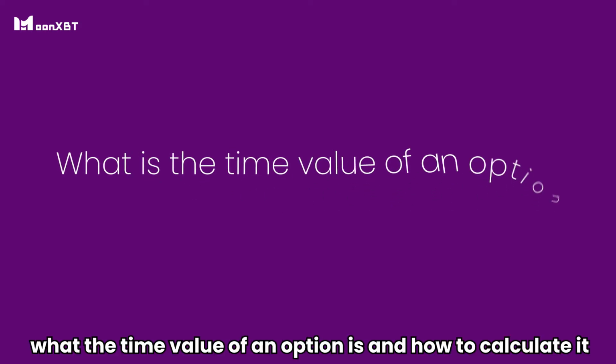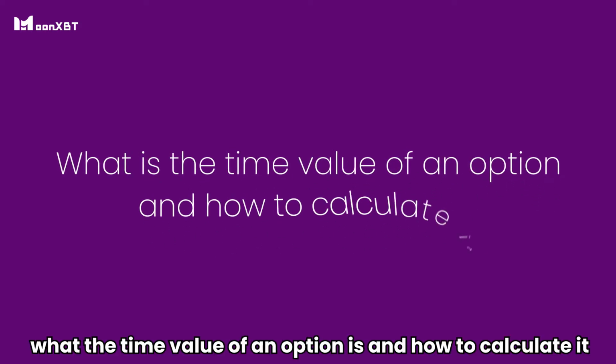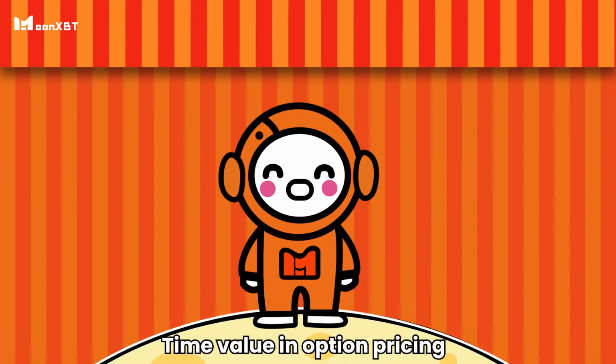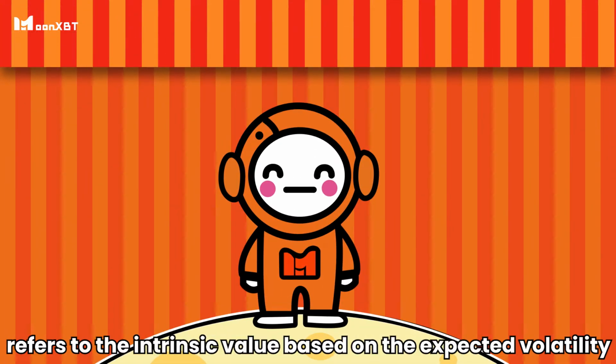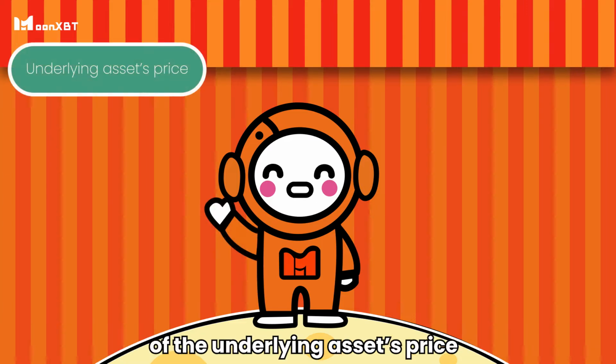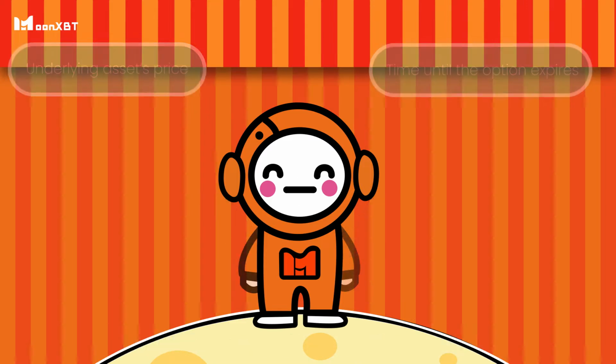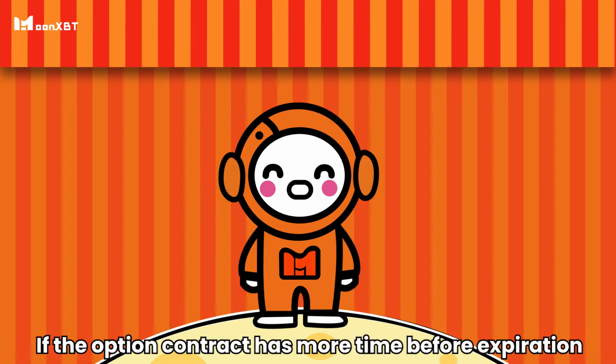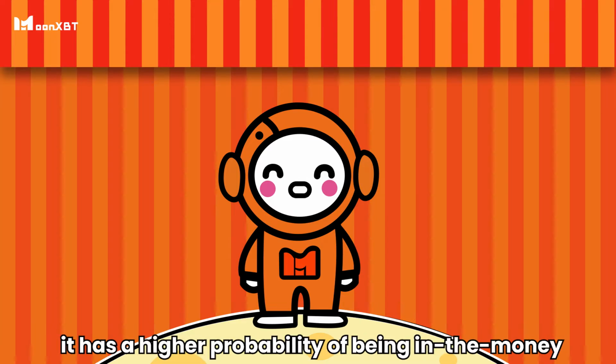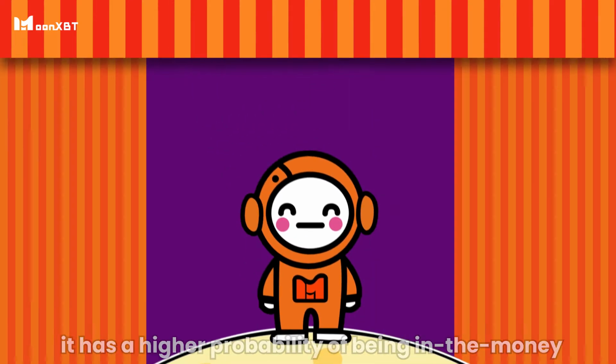In this video, we will learn what the time value of an option is and how to calculate it. Time value in option pricing refers to the intrinsic value based on the expected volatility of the underlying asset's price and the time until the option expires. If the option contract has more time before expiration, it has a higher probability of being in the money.